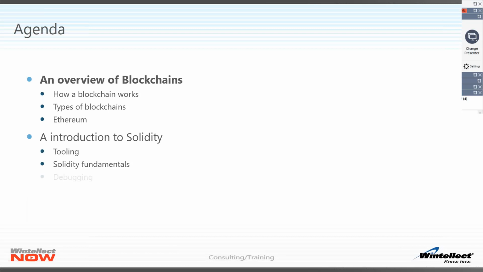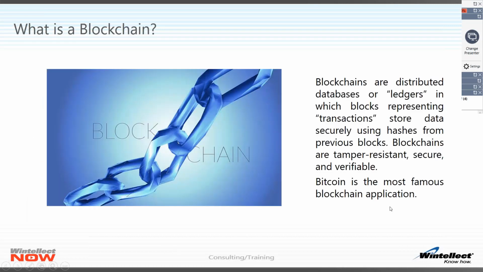This is our agenda again. And what is a blockchain? A blockchain is loosely defined. A blockchain is a ledger. If you think about a ledger as a set of records that happen in chronological order, a blockchain is a distributed ledger that spreads those across a lot of different nodes, and it's tamper resistant, secure, and verifiable.